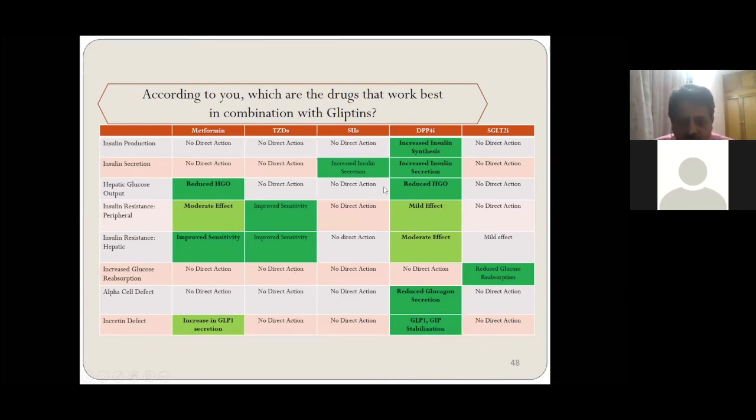So these are the other drugs, which basically act on different things. The sulfonylureas only increase the insulin secretion. SGLT2 only acts on the glucose reabsorption, but that is not completely true. It has other beneficial effects. It preserves the pancreatic cell also, which I'll come to later. Thiazolidinediones improve the sensitivity both of insulin in the periphery and also the hepatic. And metformin reduces the hepatic output, increases sensitivity, and there is some effect on the GLP-1 secretion also.